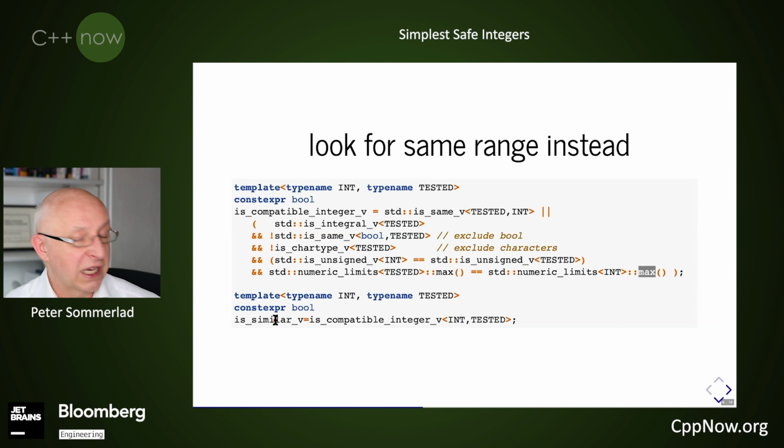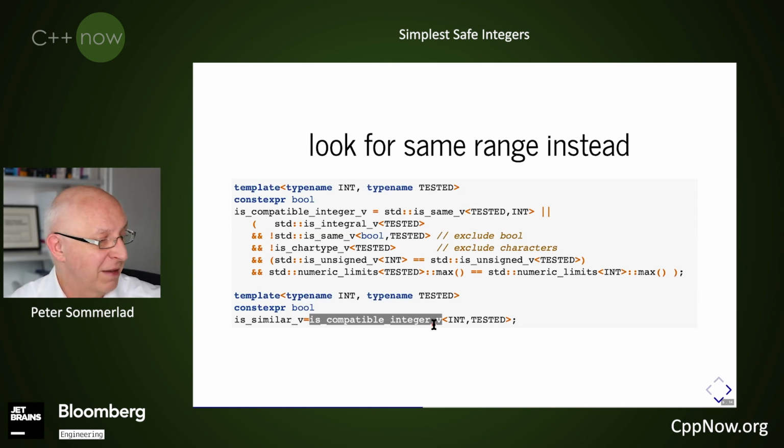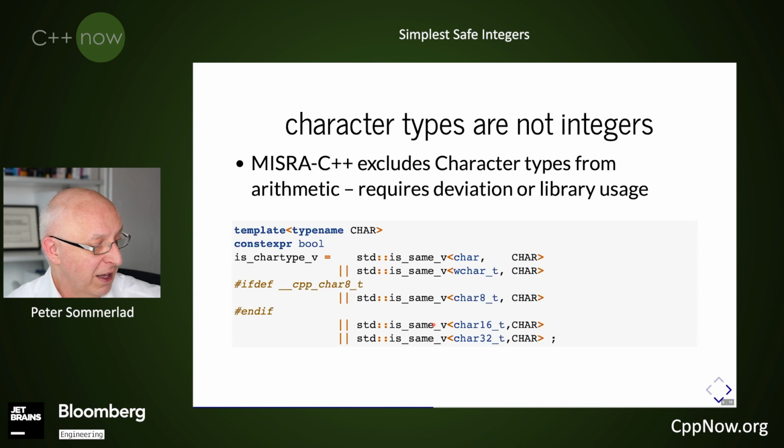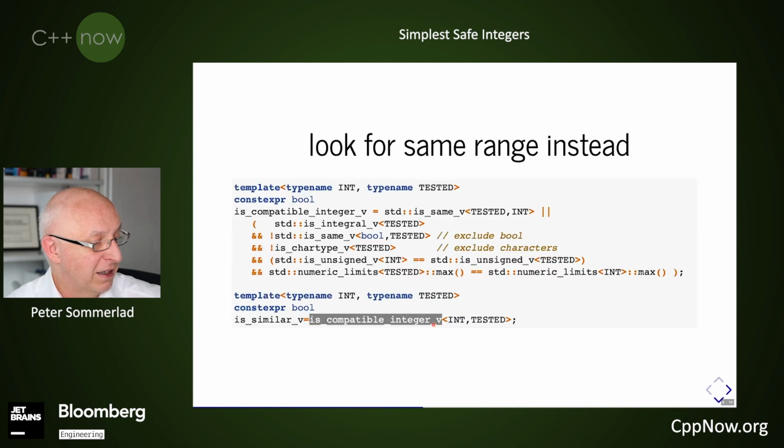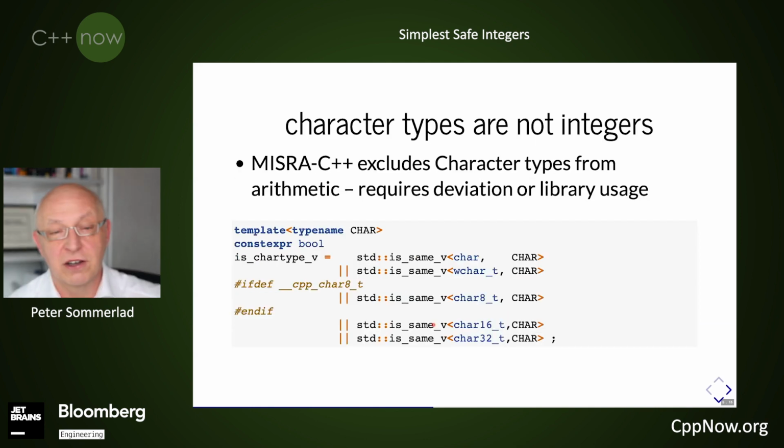Now, to get to the similar thing, we define it as a shorthand for is compatible integer. Why? Because it started out with is same, and I just wanted to make the minimum change to the code that we have seen before, and to make it fit on a slide as well. But before we can do so, we have to show what the character type actually is.